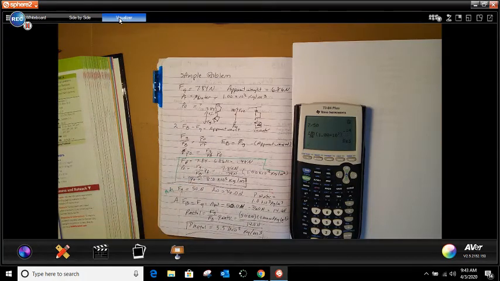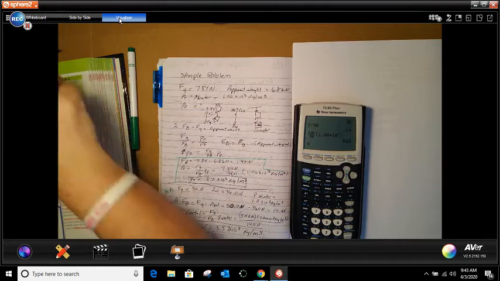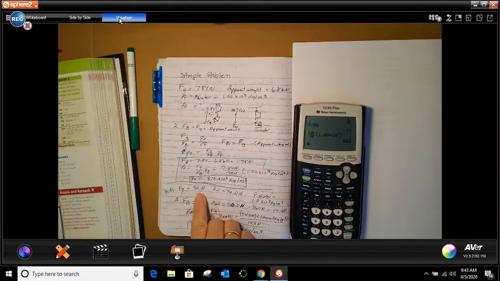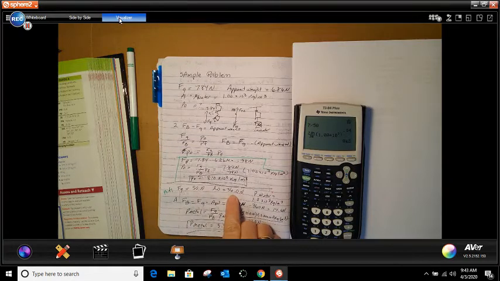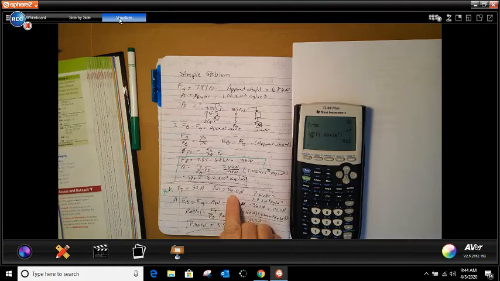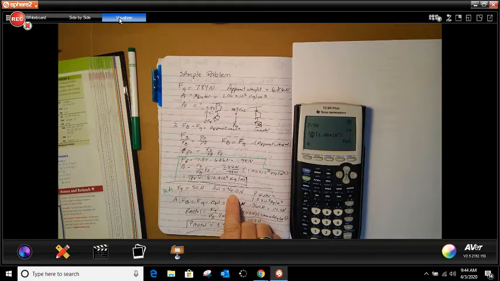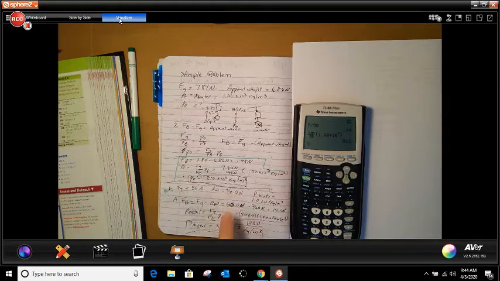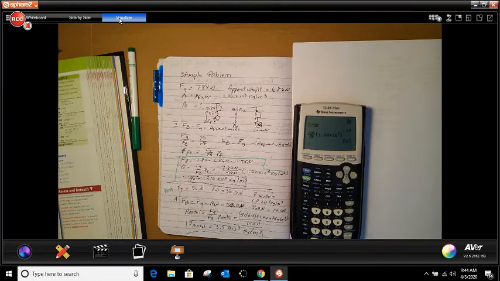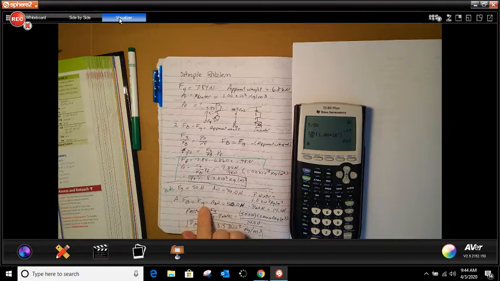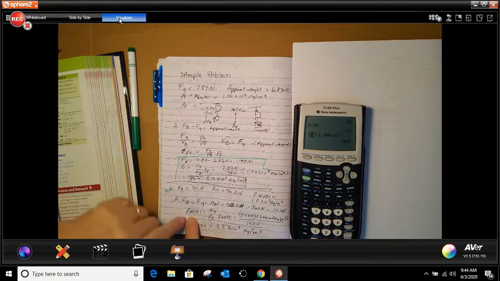So the first one says a piece of metal weighs 50 newtons in the air and 3.6 in the water, and 41 newtons in the unknown liquid. Find the density of the metal. So the first thing we're going to do is find the metal, and we're going to go and do our equation. Based on this, we're looking for the metal.